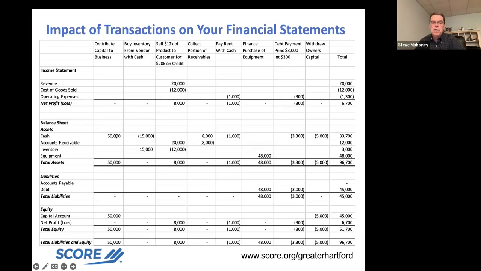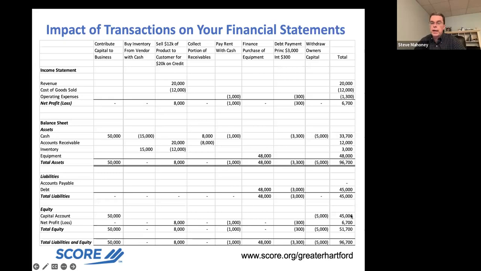At the beginning of the time period for this business, they had $50,000 in cash and $50,000 in equity. They had all these transactions occur, and you can see at the end, what did they have? They had a $6,700 profit. They have $33,000 in cash left. They still have $12,000 in receivables, $3,000 of inventory, and $48,000 of equipment. They have $45,000 of debt because they started with 48, but they paid down 3,000.